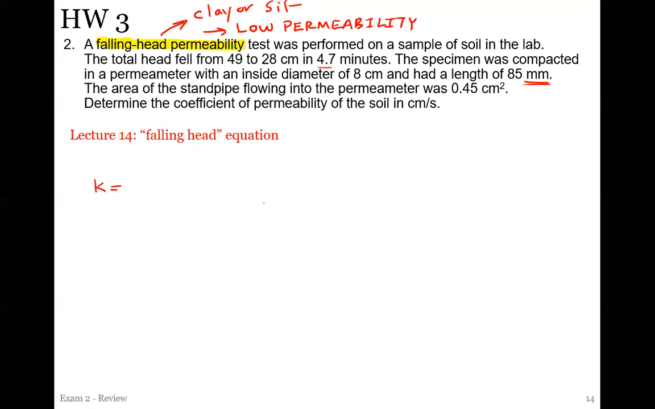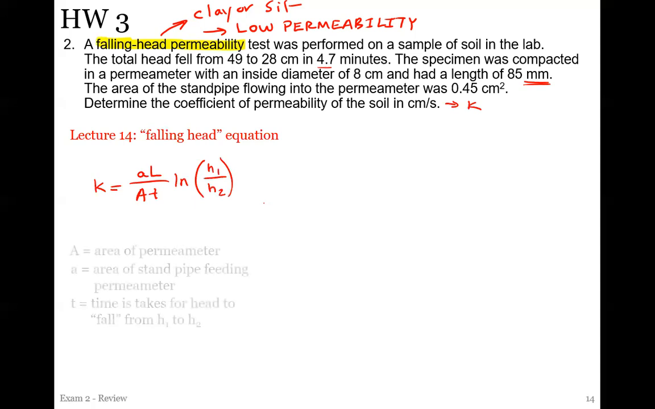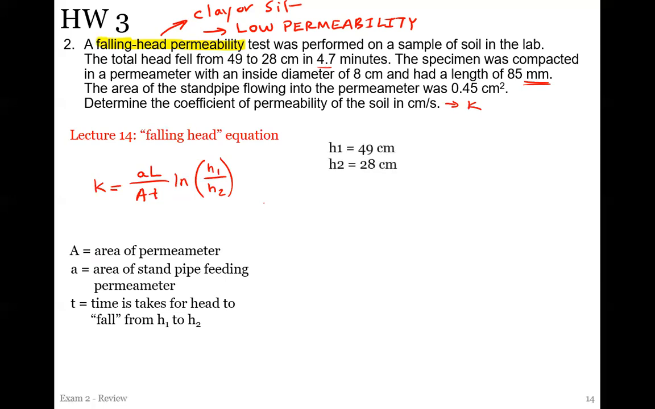So K is our permeability coefficient. K equals lowercase a times L divided by capital A times T times the natural log of our height 1 divided by our height 2. And that's where all of these things are represented here. So the capital A is the area of our permeameter, so the larger area. Our lowercase a is the area of the standpipe feeding the permeameter. And the T is the time it takes for the head to fall from H1 to H2. So our H1 is our higher head. So H1 and H2 were given to us.